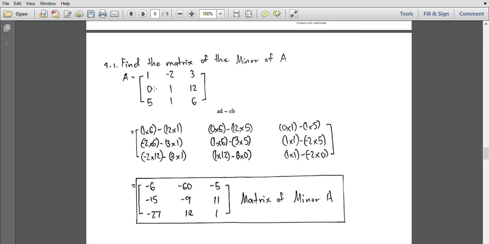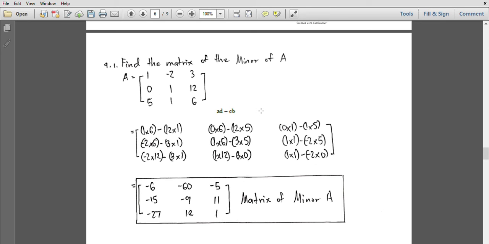For this element 0, these are its A, B, C, D. Then using the formula AD minus CB, we have negative 2 times 6 minus 3 times 1, which is equal to negative 15. For this element 1, these are its A, B, C, D. Then using the formula AD minus CB, we have 1 times 6 minus 3 times 5, which is equal to negative 9. Then for this element 12, these are its A, B, C, D.